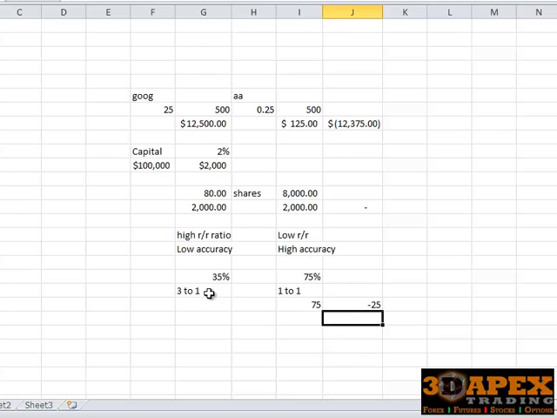Okay? Let's go over here and look at the 35%. So on 100 minus 35, whoops. So 65 trades are going to lose. You're going to lose a dollar. And then 35 are going to go up $3. So you lose $65, you make $105. Your net on that is going to be $40.